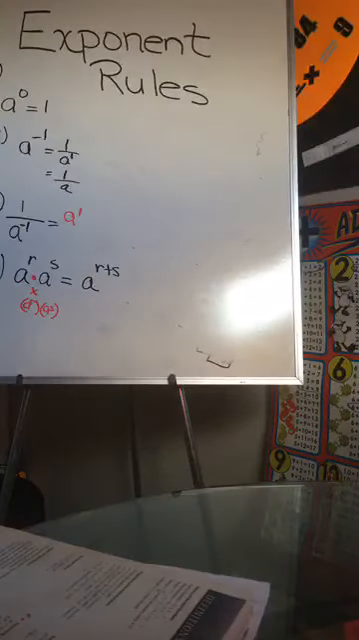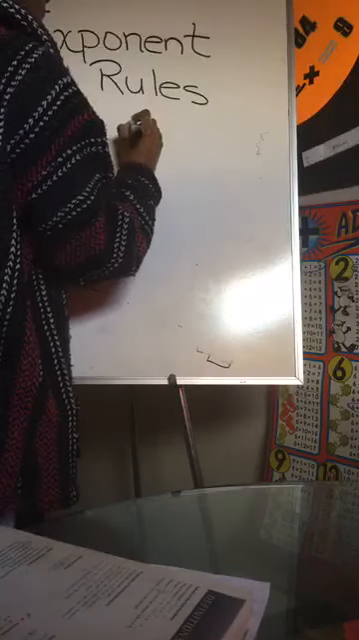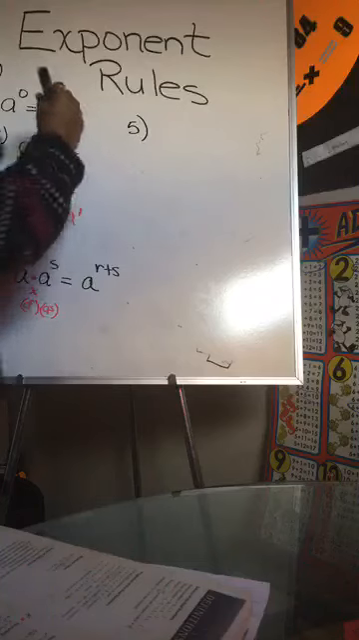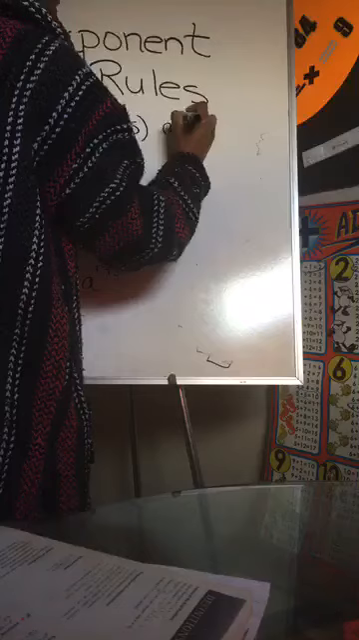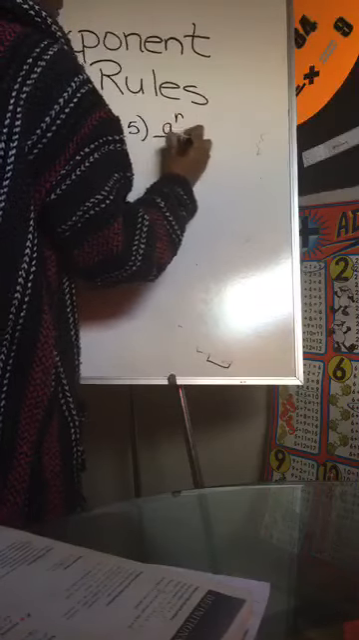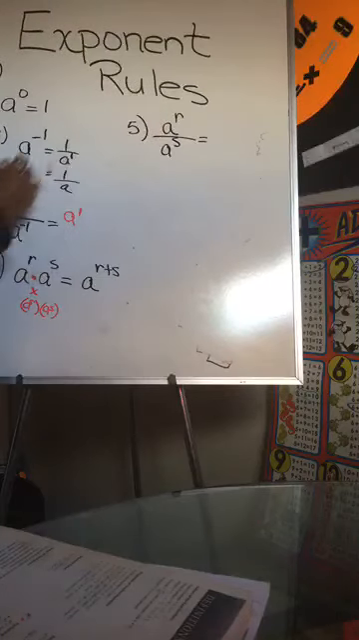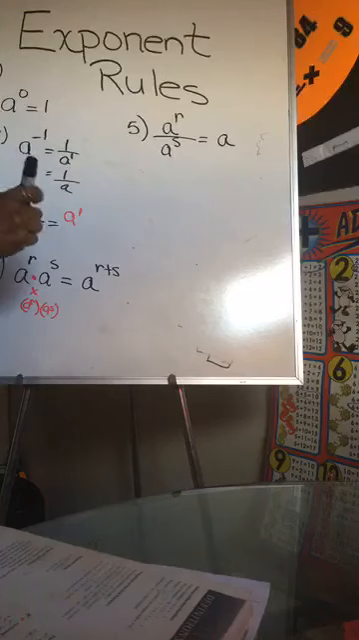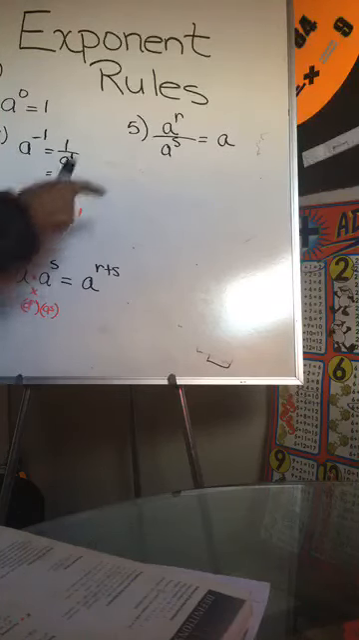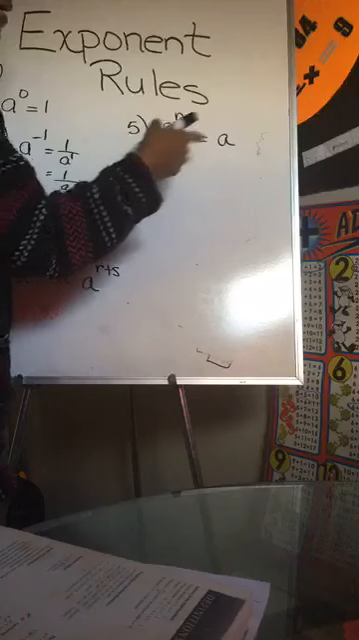All right, so what is the 5th rule? The 5th rule applies to division. This is the 5th rule. And the 5th rule is if I have a raised to the r, I'm going to use variables right now, divided by a raised to the s. When we have division, we must subtract. So that's saying we use the same variable because we have a and a. They have to have the same variables, same variables or same base.